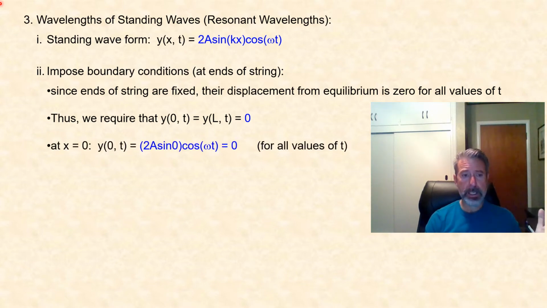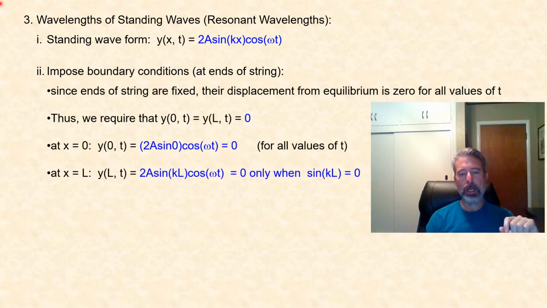Well, if we start with the x equals 0 end, when we plug 0 in for x to our standing wave function, we see that 2a times the sine of 0 times cos omega t is 0. Well, this is going to be true for all values of time. When x is 0, it doesn't matter what time we're talking about, this boundary condition is true: the displacement at x equals 0 will be 0 regardless of the time you look at.